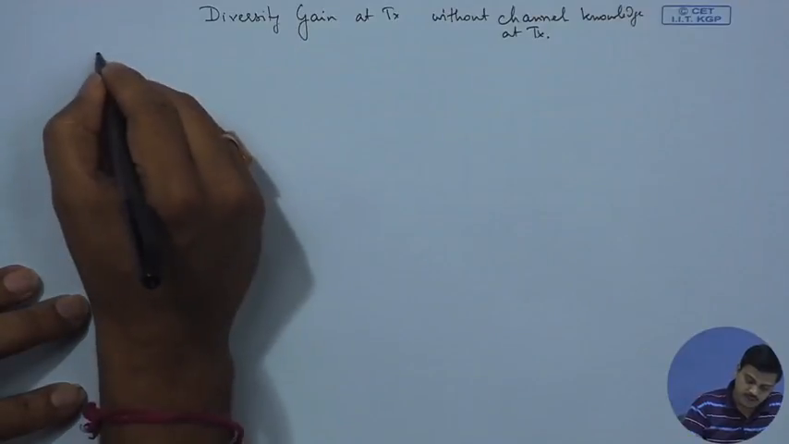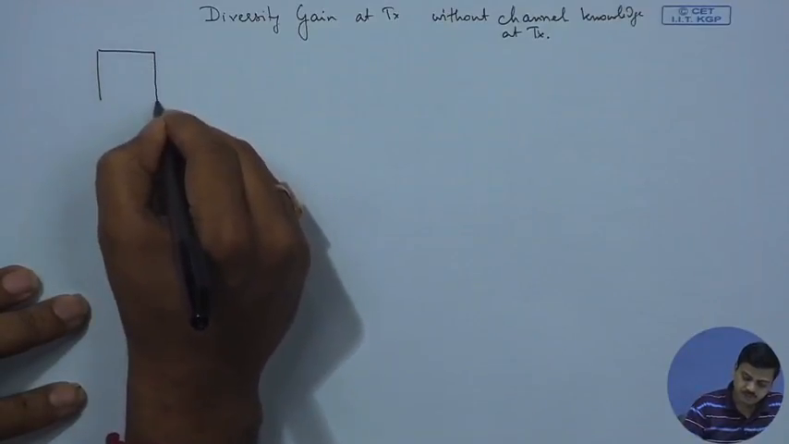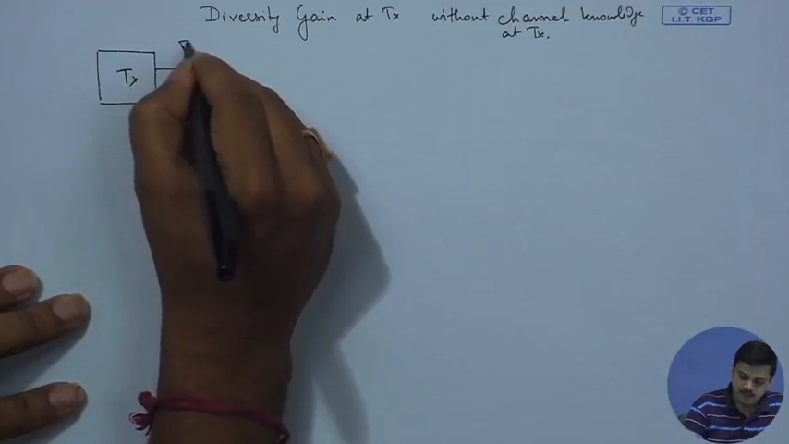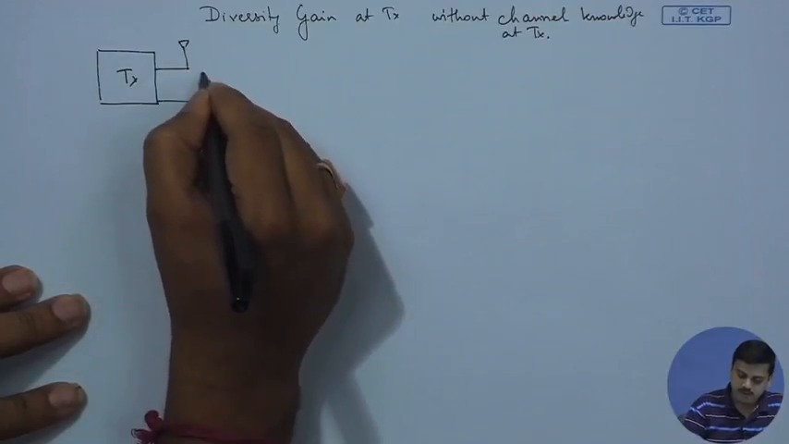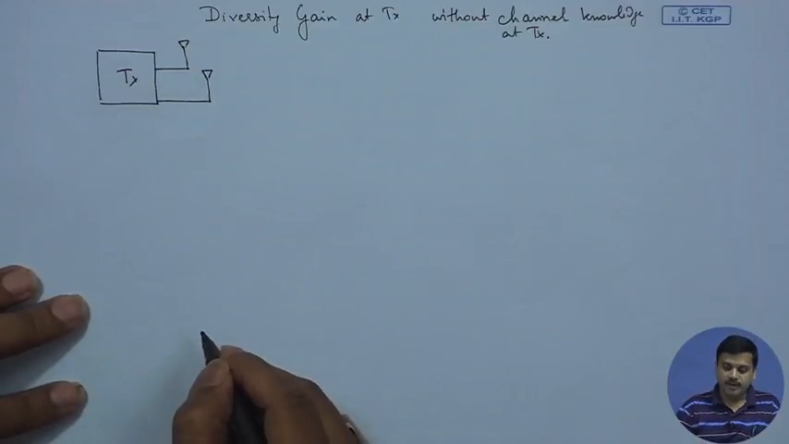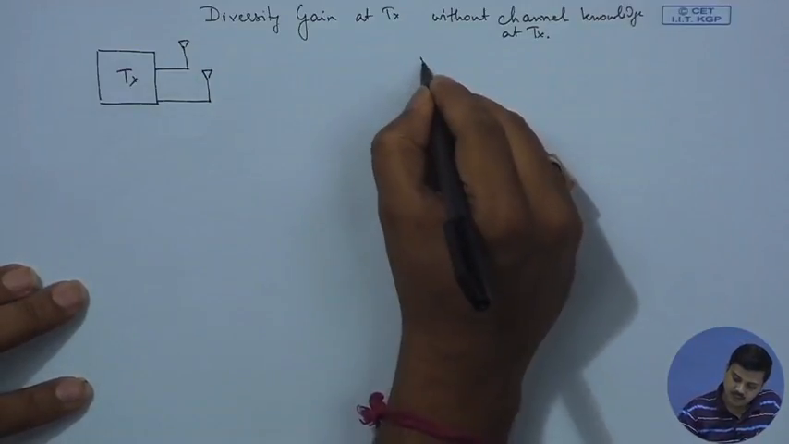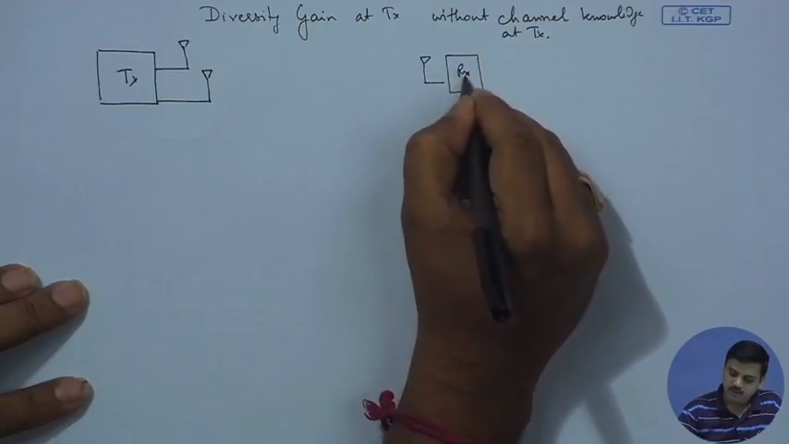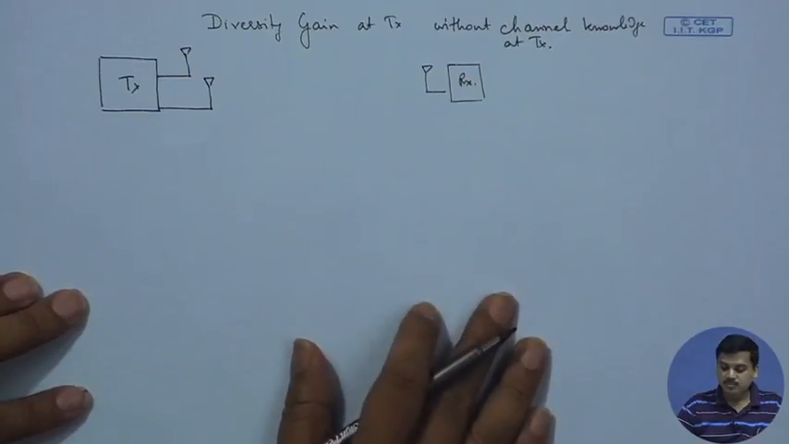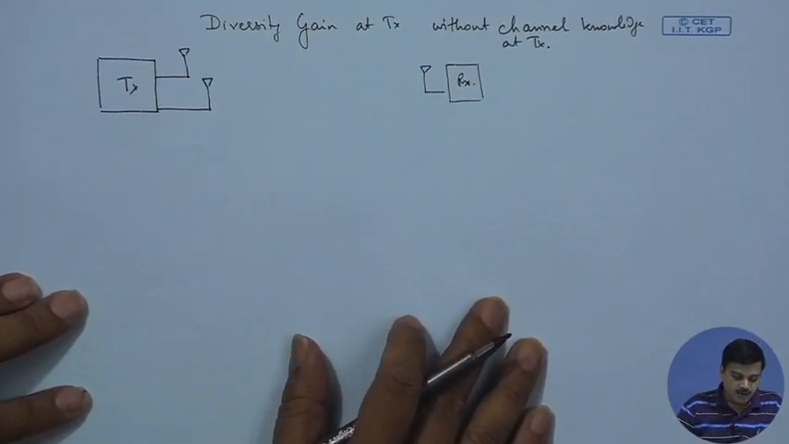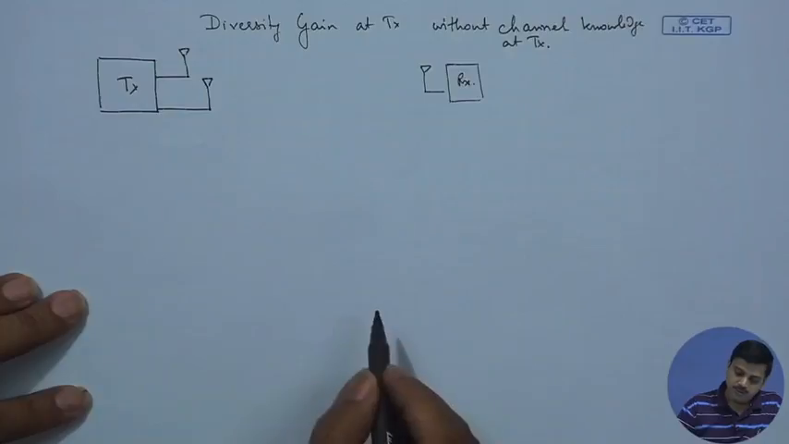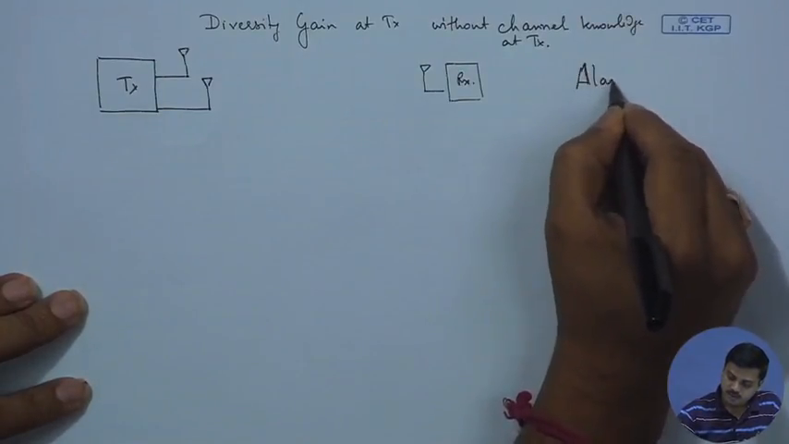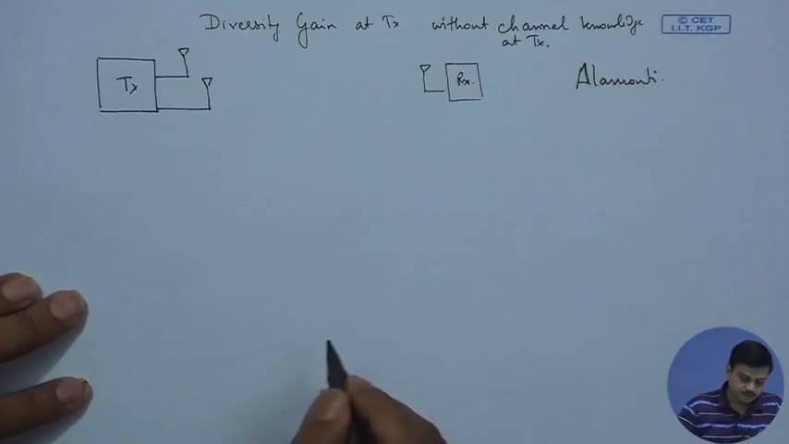So we will take a look at a very simple situation, and we'll assume that there are 2 antennas at the transmitter. This is the minimum number of antennas that you can have in order to obtain spatial diversity, and let the receiver have only 1 antenna. This scheme is a very special scheme, proposed by Alamouti, and it is known as the Alamouti scheme. That is what we are going to discuss in this particular section.